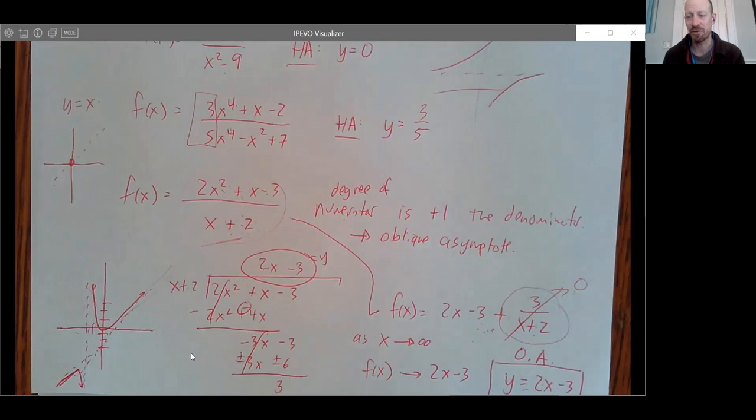Any questions about those oblique asymptotes? Okay. It's again just straight long division, or synthetic division in this case, but in general, long division. Okay. All right. Well, that's kind of all I wanted to go over today.